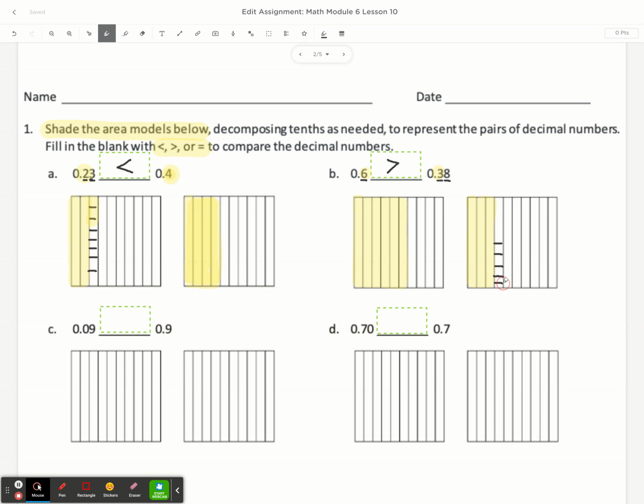And again, not exactly equal. I'm not the best at dividing things into 10 equal parts, but the whole point is to get it close to 10 equal parts and shade in 8 of those parts. Once you get that done, you can very clearly see that this area model on the left-hand side has way more shaded in because it has 6 whole columns shaded in, whereas the other one on the right-hand side only has 3 columns and part of a 4th.